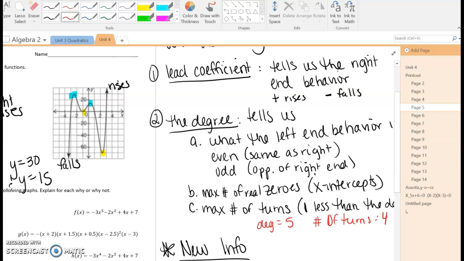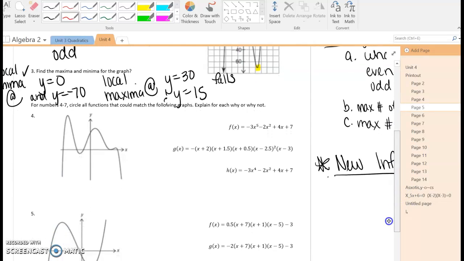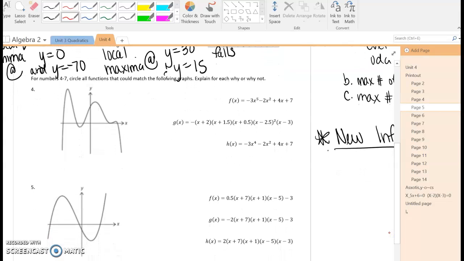Okay, so we're going to take that information, and we're going to start answering different questions about these graphs. Our goal is to circle all the functions that could match these graphs and explain why they could or why they couldn't. So for graph number 4, I'm looking at these three: number 1, number 2, and number 3, f of x, g of x, and h of x.